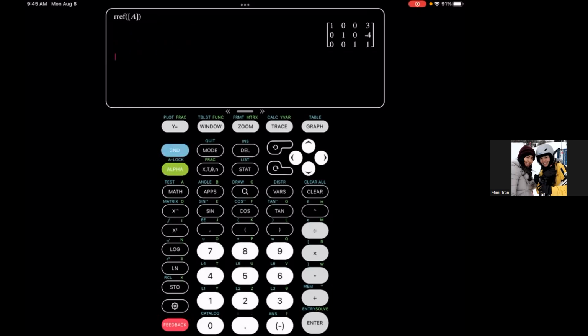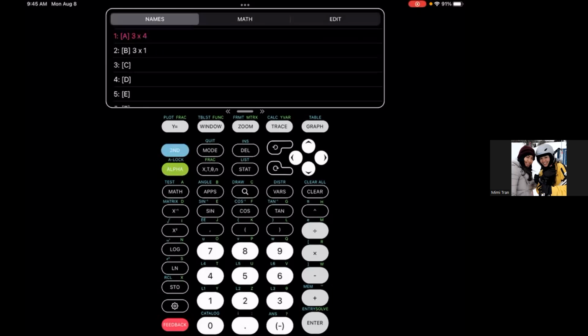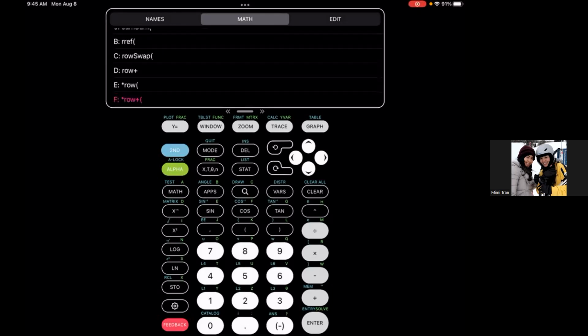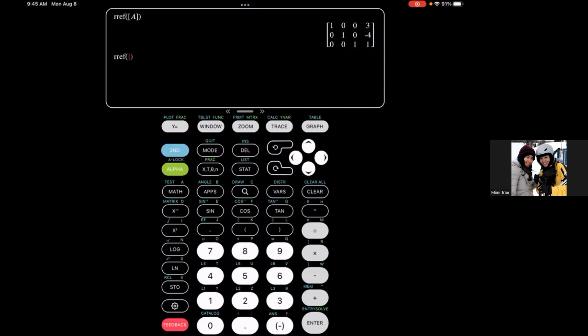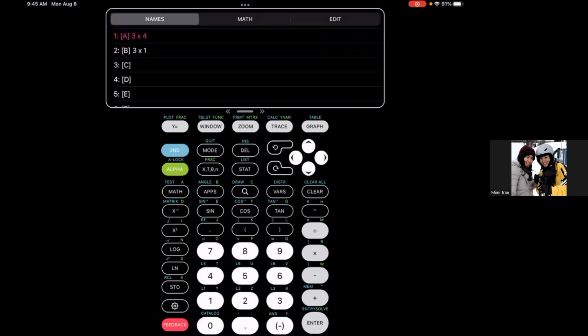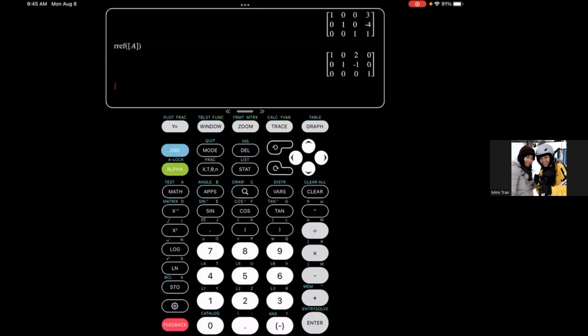Second, quit, go out of there. Second matrix, go to math, go all the way down. I'm going to use the upper arrow because it's faster. Right there. By the way, I didn't show you these options: row swap, row add, times row, all of that. So you can do it all in the calculator. REF, go back, second matrix, names, first one, right there.